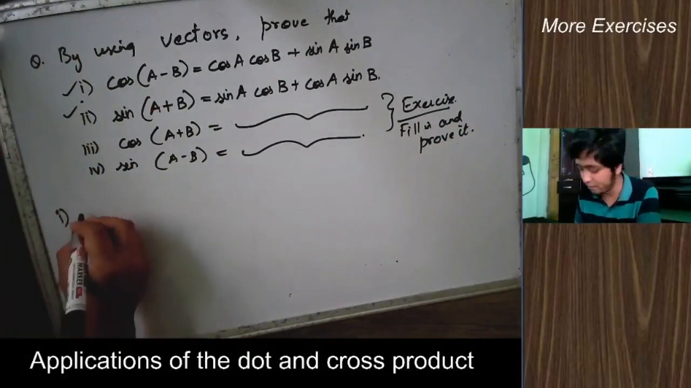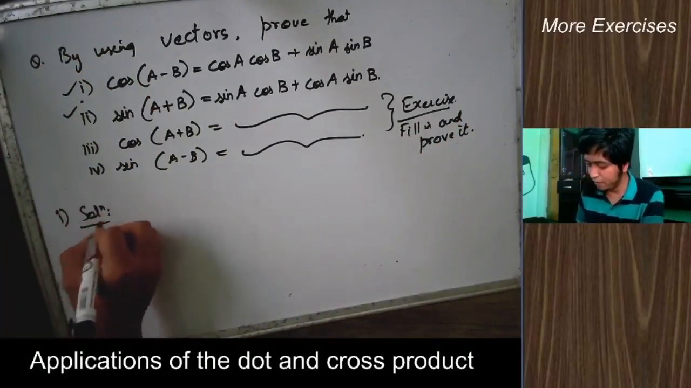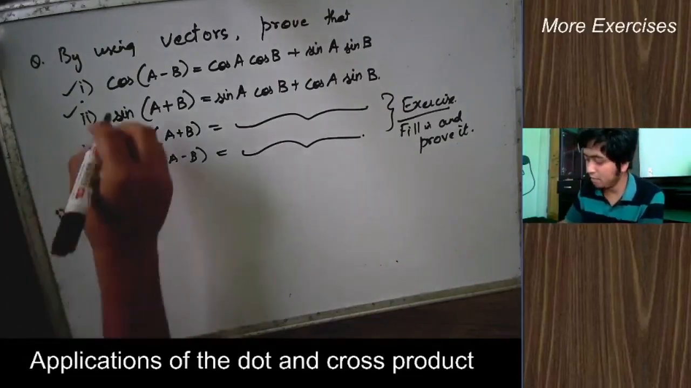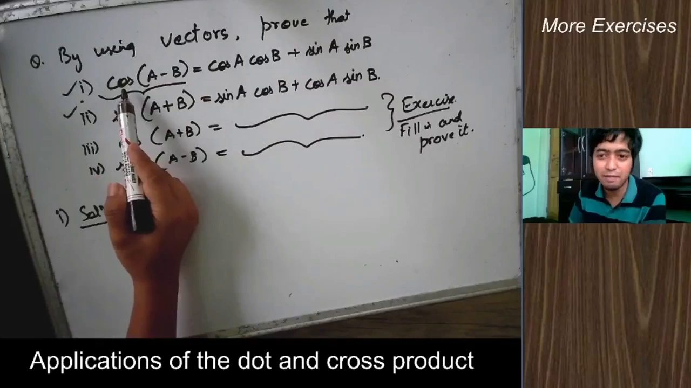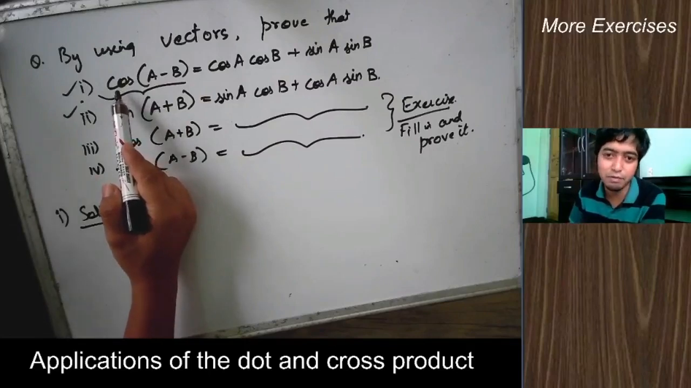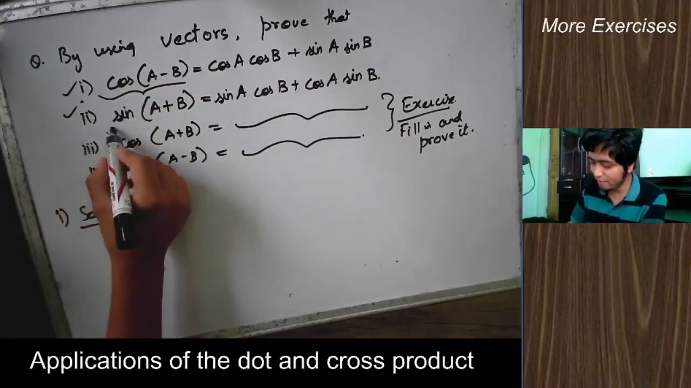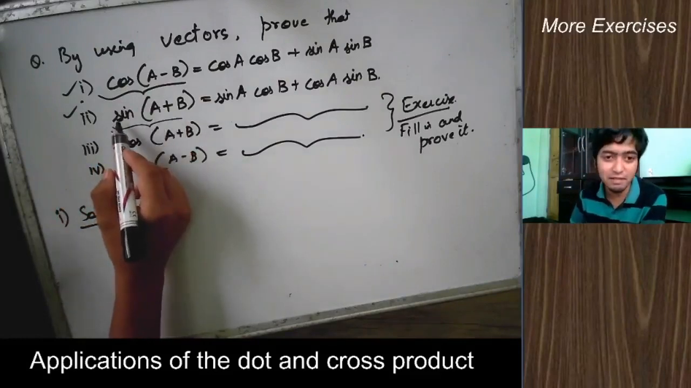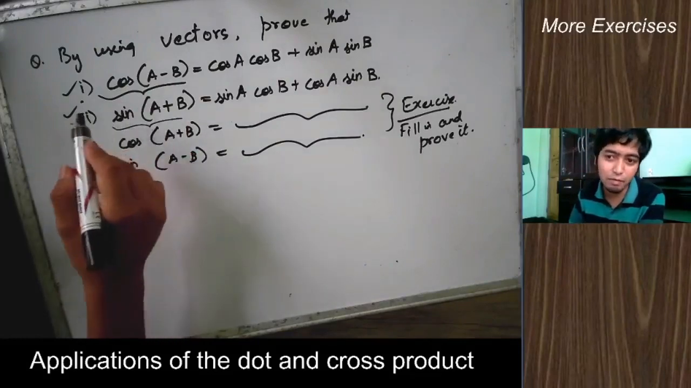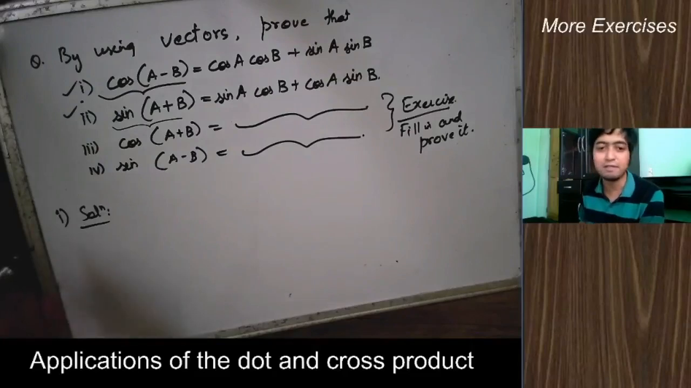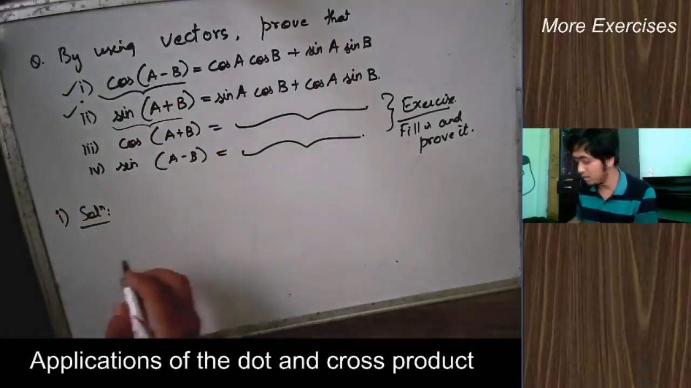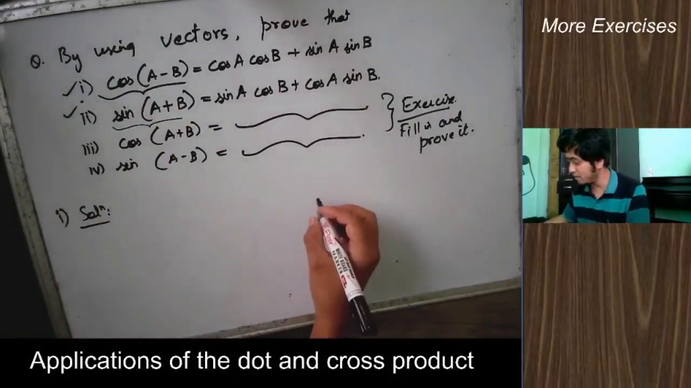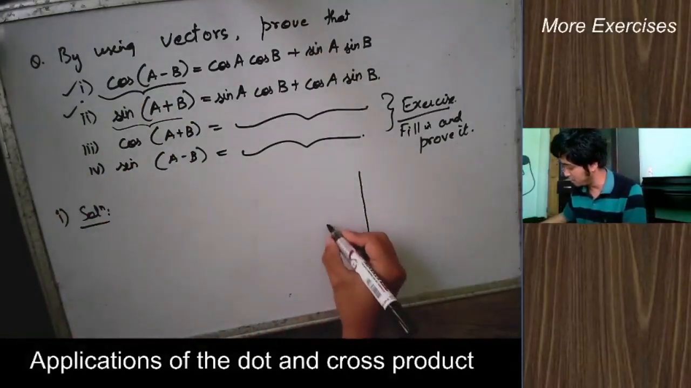I will be doing number 1 first. So over here, the main point is this. Whenever we are saying cos, it means that we will be using the dot product. And for number 2, we are seeing the sine, so we will be using the cross product. Let us just do number 1 first. So we will need the angle A minus B. How are we going to get the angle A minus B?